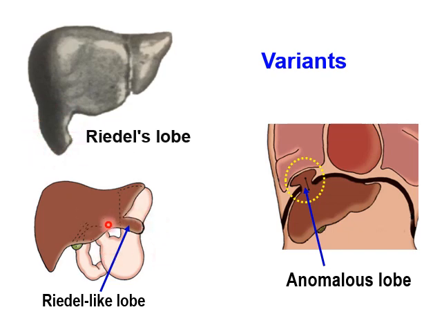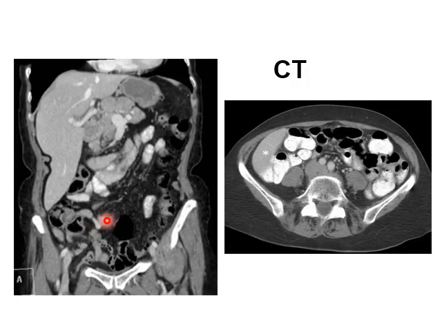Sometimes a Riedel-like loop may protrude from the left lobe, and sometimes an anomalous loop passes through the diaphragm to the pleural cavity. In this coronal CT, we can see the liver reaching the right iliac fossa and near the iliac crest. Also in the axial section, the liver reaches the lower slices. Here is the iliac bone.